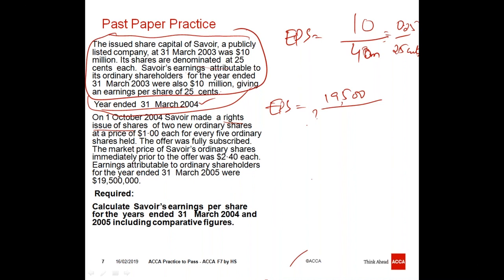Okay, how did we get 40? The question from the student is how did we get 40? 40 million is calculated here as there are $10 million. So the number of shares is calculated, it's a very simple question, by dividing by the par value. The par value of each share is mentioned here, that is 25 cents each. We got the value of 40 million shares.